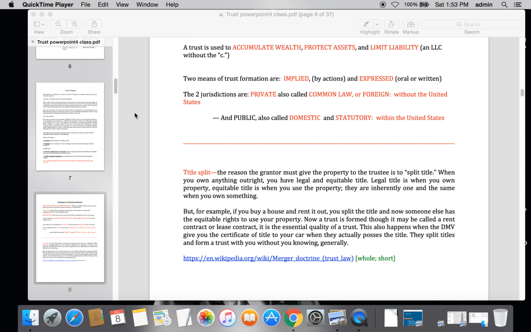This also happens when the DMV gives you the certificate of title to your car when they actually possess the title. All right. The certificate of title you get for your car is not the title. It is a certificate of title.